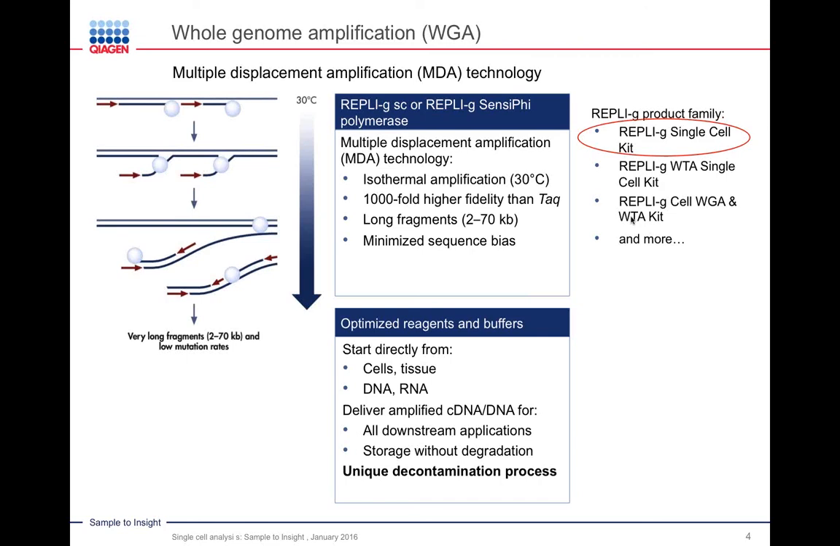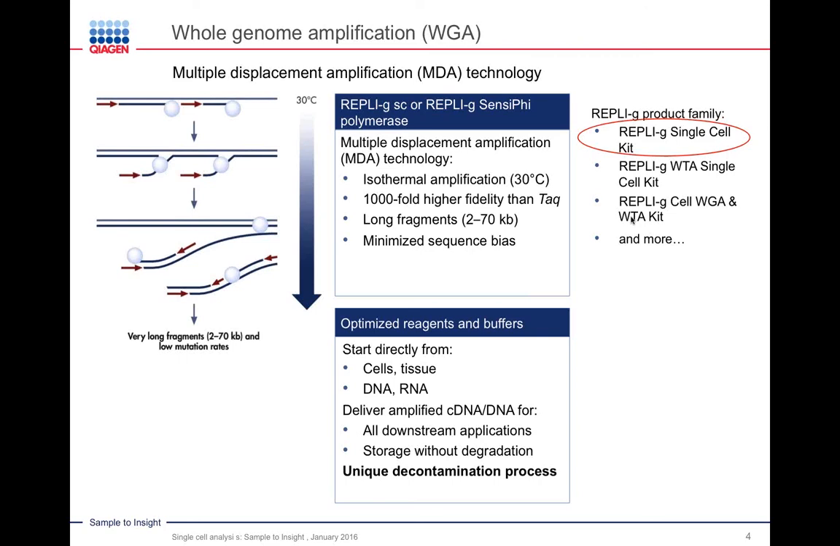And very often prior to doing a PCR, you might start by creating an Epstein-Barr virus transformed cell line to even get enough DNA for your starting point. And this is in direct contrast with the multiple displacement amplification on which the Repli-G system is based.